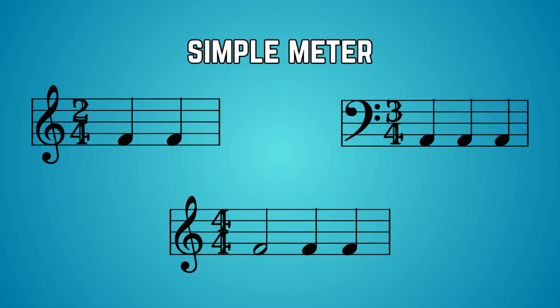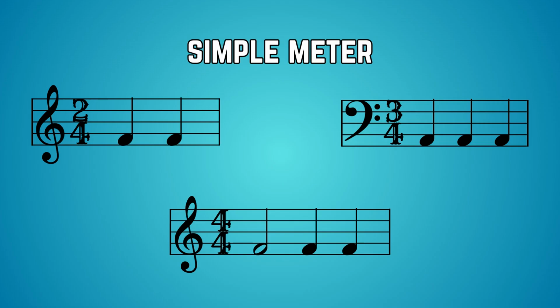The time signatures we have studied so far, 2/4, 3/4, and 4/4, are examples of simple meter. In these time signatures, the quarter note represents the main beat. Each quarter note beat can then divide into two eighth notes. In 2/4 time, there are two quarter note beats in each measure.